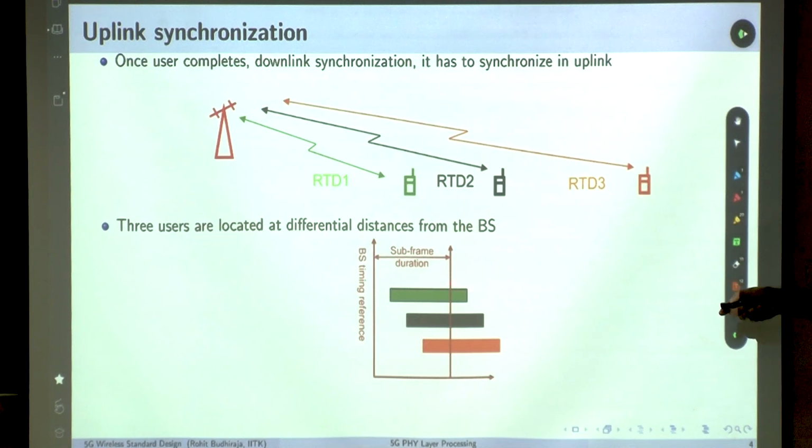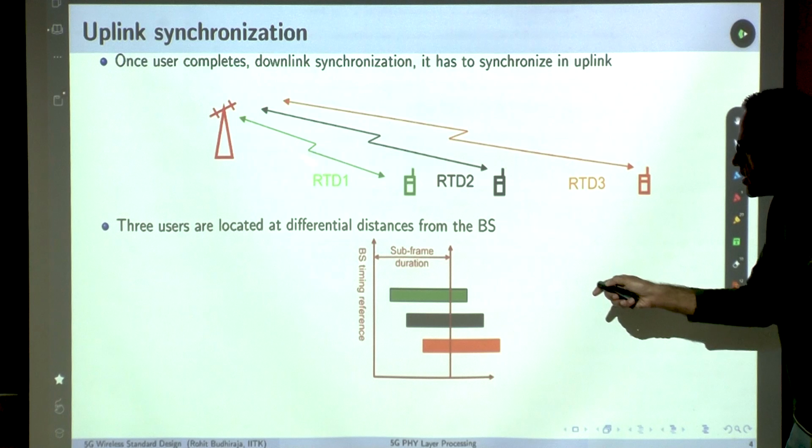Now, when user 1 transmits, because of this delay, whatever symbol it has transmitted will reach at the earliest. This green one is reaching at the earliest, the black one is reaching with more delay, and then the orange one is reaching with the maximum delay. But what is this delay between this user and this user?